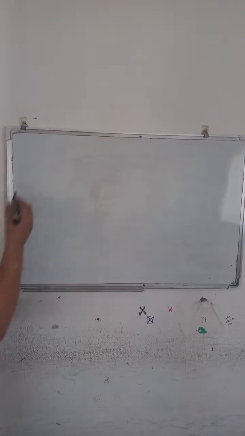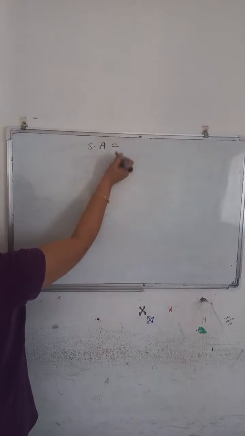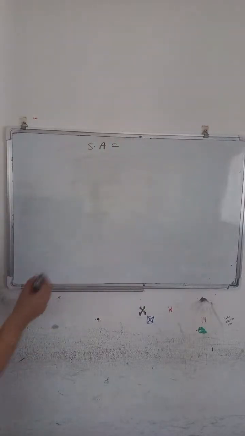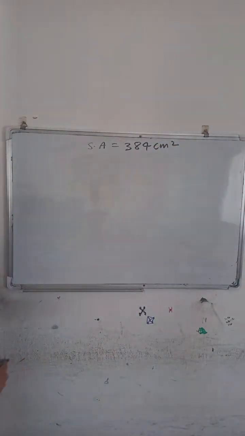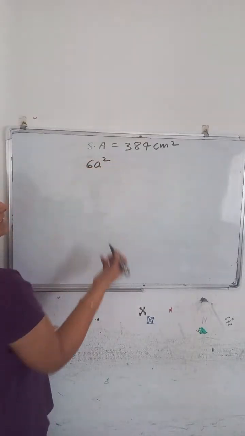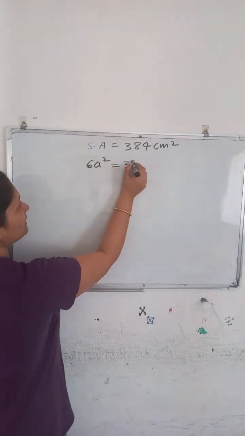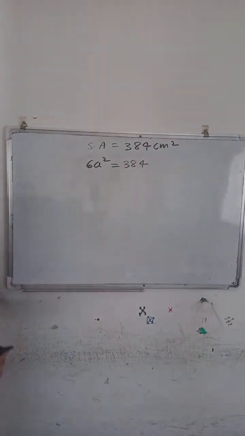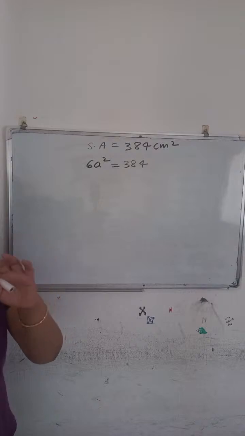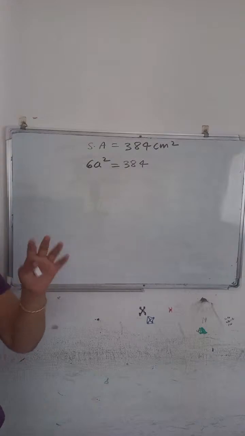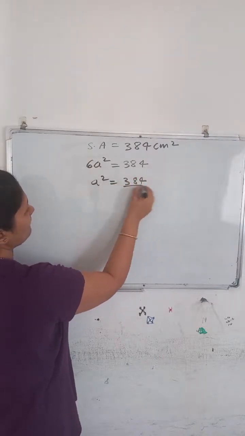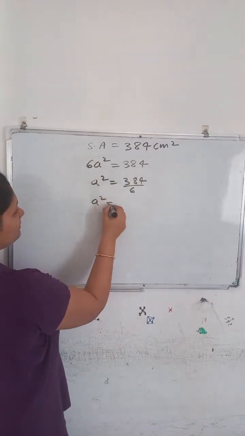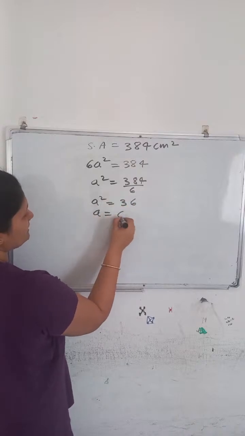Surface area of the cube is given, 384 centimeters square. So what is the surface area of the cube? Surface area of the cube is 6a square, and that is nothing but 384. Whenever they are giving the area, you have to find out the side of the cube, because a cube is made of squares, and in a square all the sides are same. So here a square is equal to 384 divided by 6, and if you divide this by 6, then you will get 36.